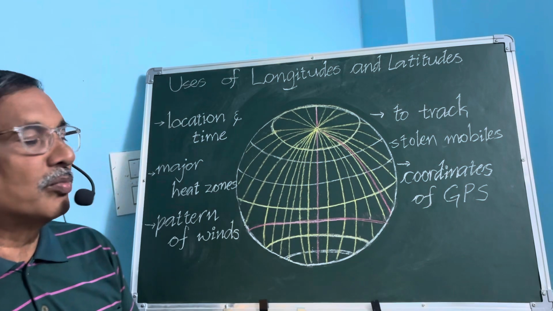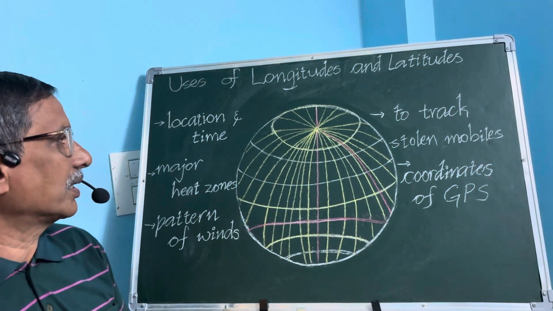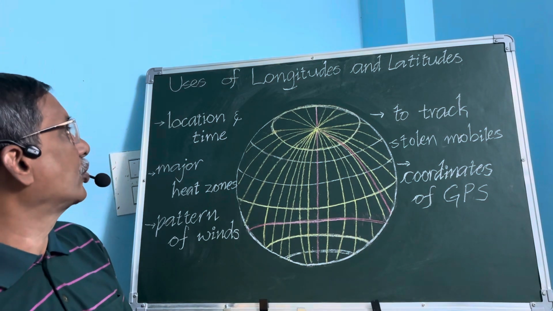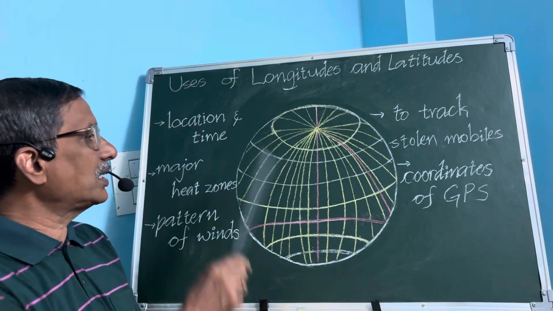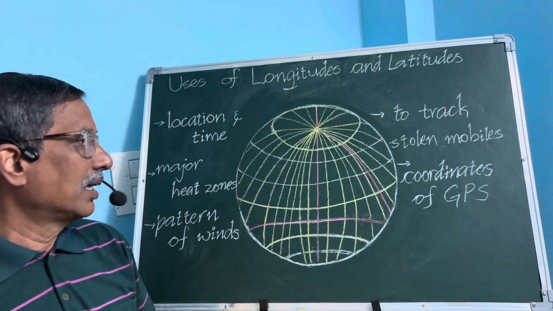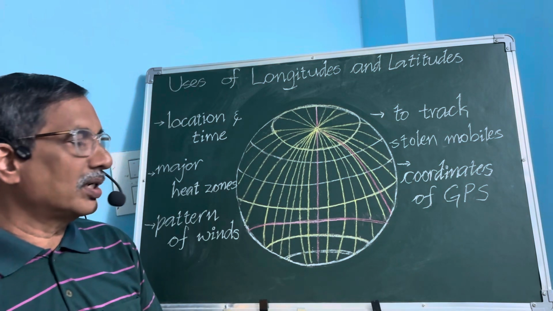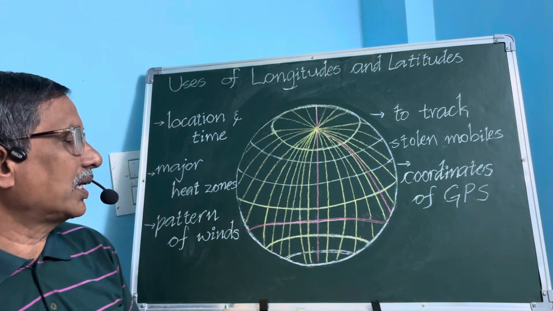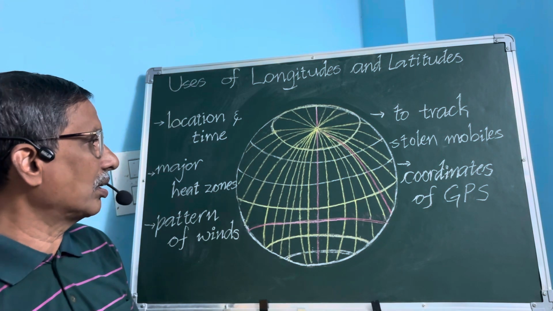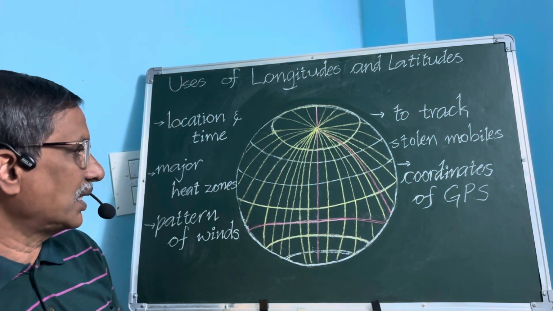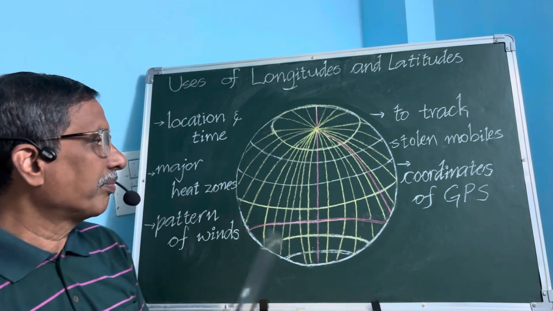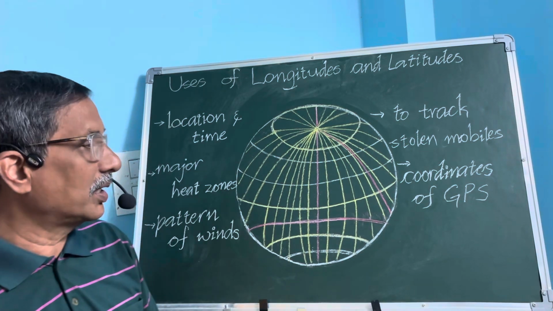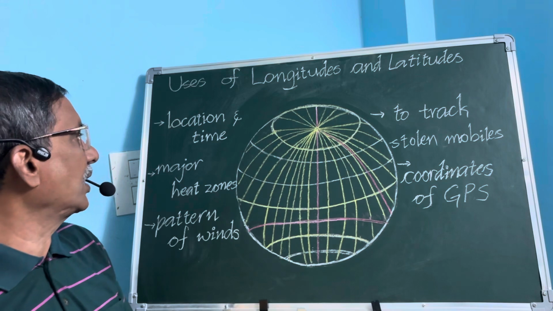The first and foremost important use of the longitudes and latitudes together is the location of a certain place. We use latitudes and longitudes to describe a place, to locate the place on the earth wherever it is, by simply telling the longitude and the latitude that pass through it. We can locate any place on the earth.